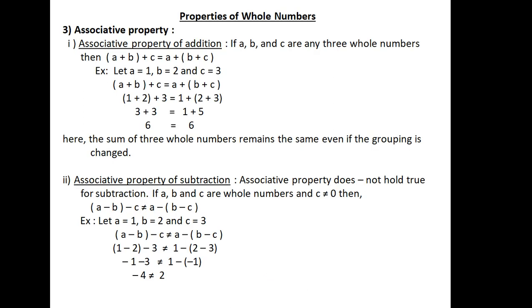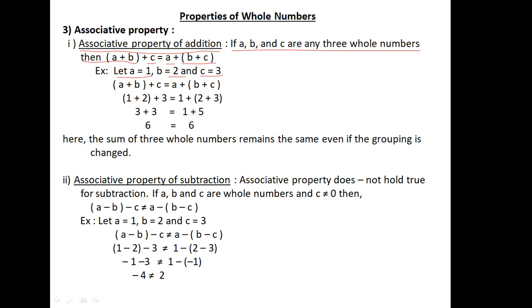Now we will move to the next one, that is associative property. Under this, the first one, associative property of addition. Here, if A, B and C are any three whole numbers, then A plus B in one bracket plus C equals A plus B plus C in another bracket. Now, with the help of an example we can easily understand. Suppose A value is 1, B is 2 and C is 3.